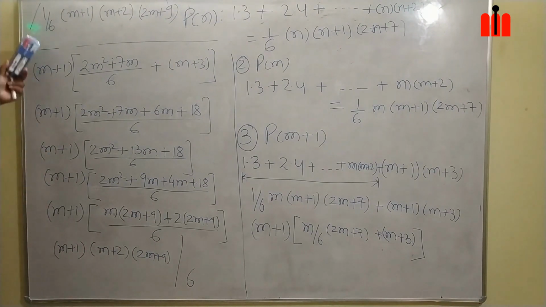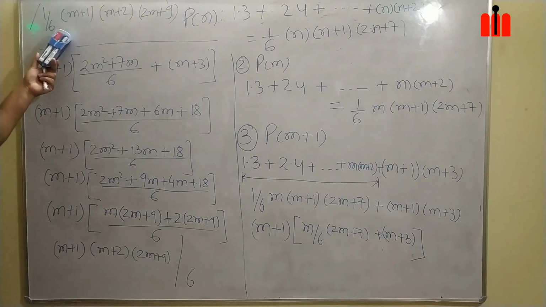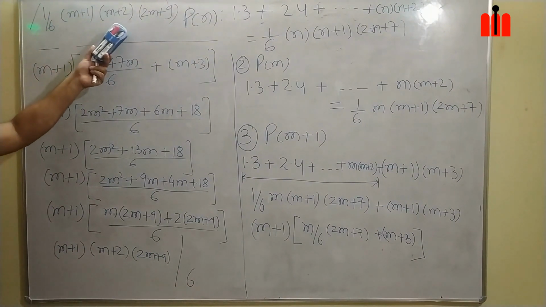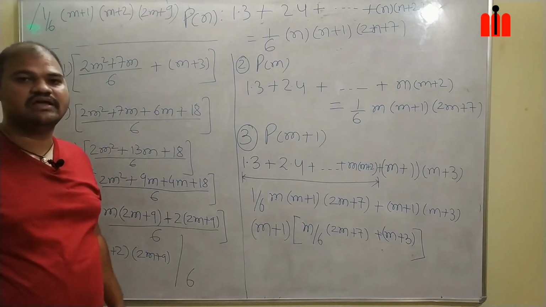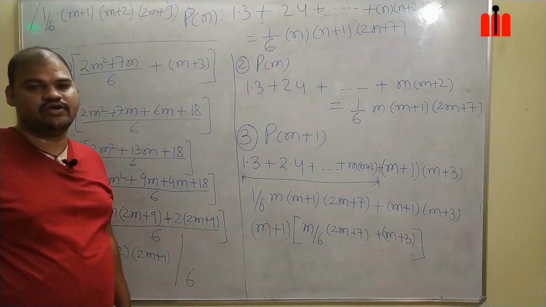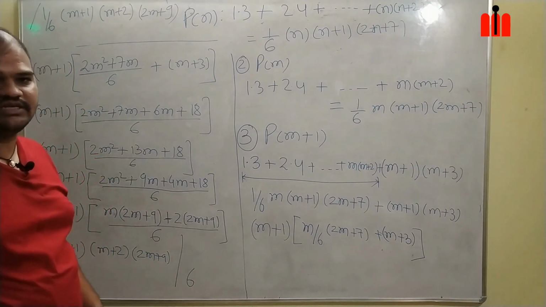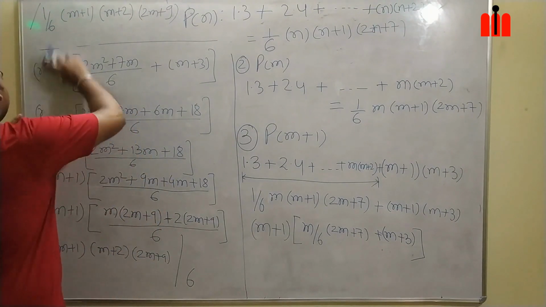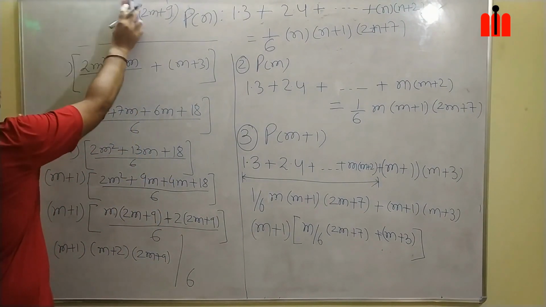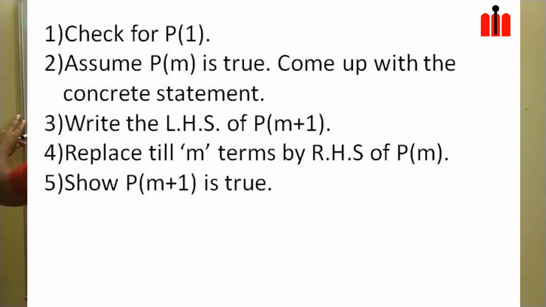Now we had arrived at what we thought of. We thought that RHS will look like 1 by 6 m plus 1, m plus 2, 2m plus 9. Okay, so this completes the category 3 of the problem, which is the series type of problem. Now we will move on to our category 4, which is the divisibility type. Let me rub this board out.